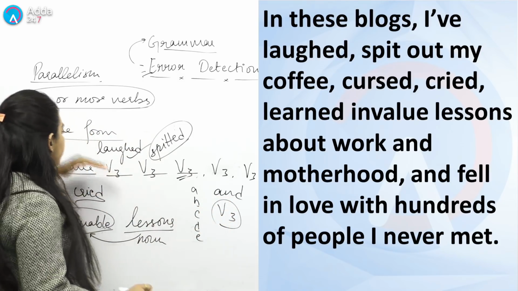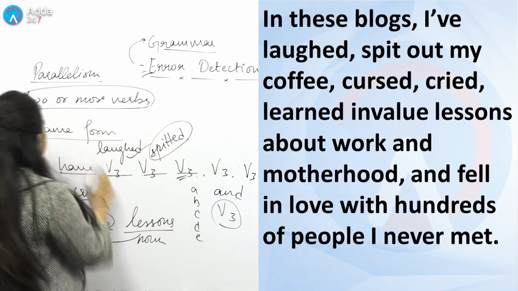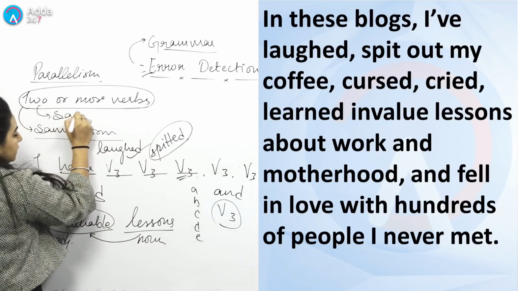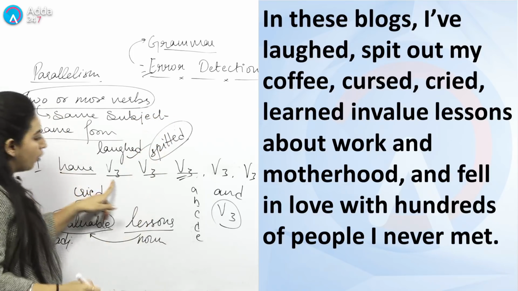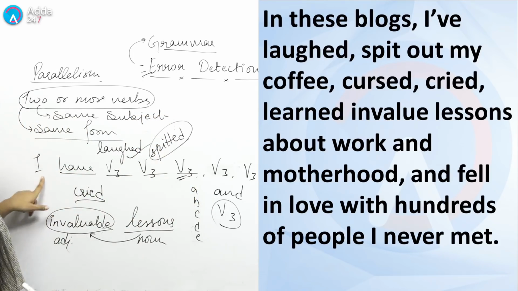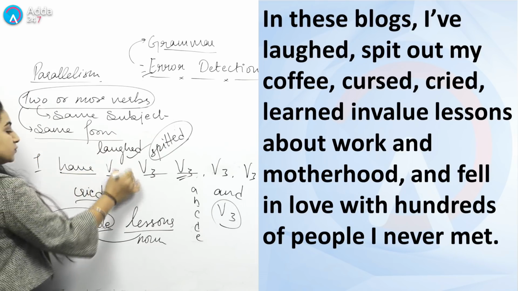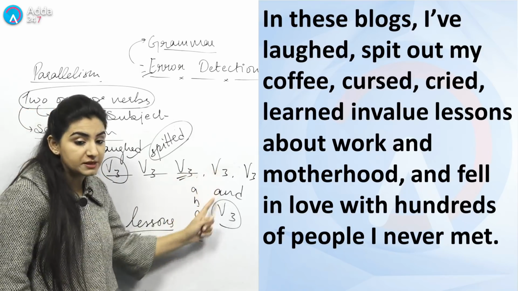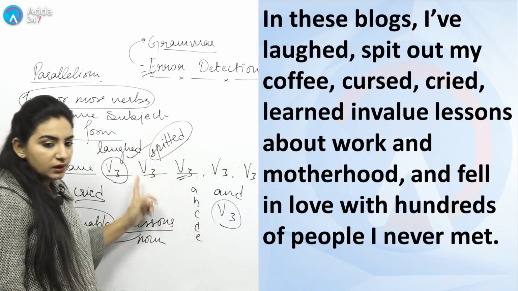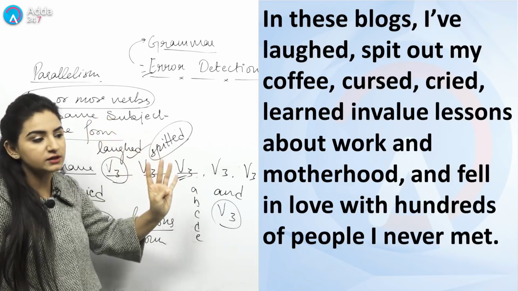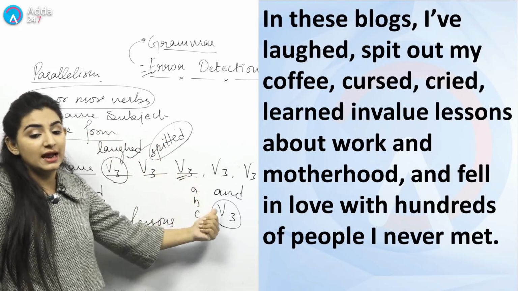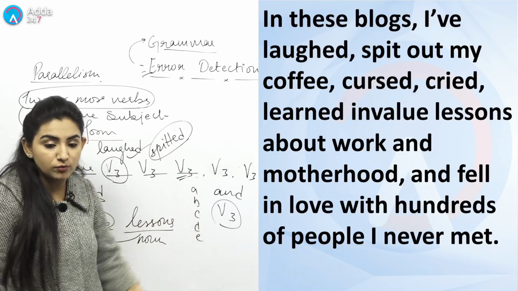Why? When you use two or more verbs for same subject, that means you're using all these verbs for I. ये सारे verbs आप I के लिए use कर रहे हो. So same form of verb has to be used. That means if this is verb's third form, all of them will be in verb's third form. So laughed, third form, spitted, third form, cursed, third form, cried, third form, learned, third form, then and के बाद जो देगा वो भी तो third form हो जाएगा.